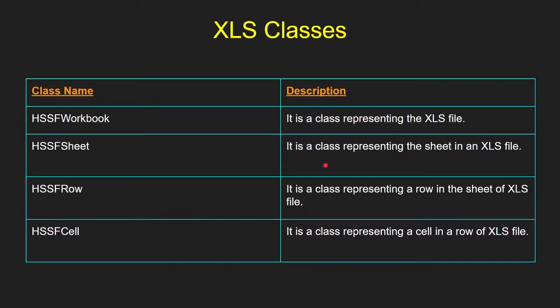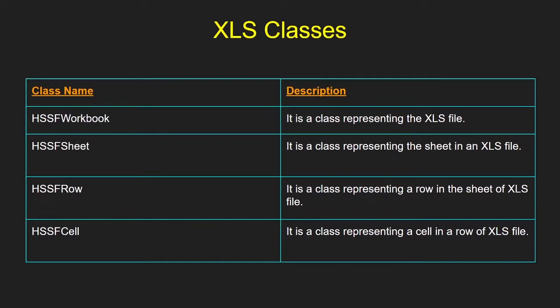Next is HSSFRow. It is a class representation of a row in a sheet of an XLS file. Inside every sheet there will be rows, and inside every row there will be cells, so it's a hierarchy: first workbook, then sheet, then row, and then cell. For accessing the cells, we use HSSFCell. Don't worry, we are going to see everything through code. First, let's have the overview of the classes available and the functions available in these classes. We will see them in the coding part.